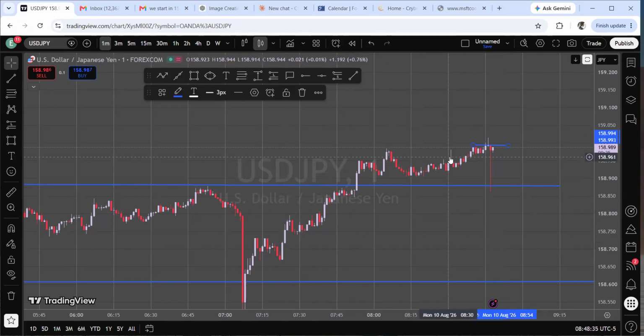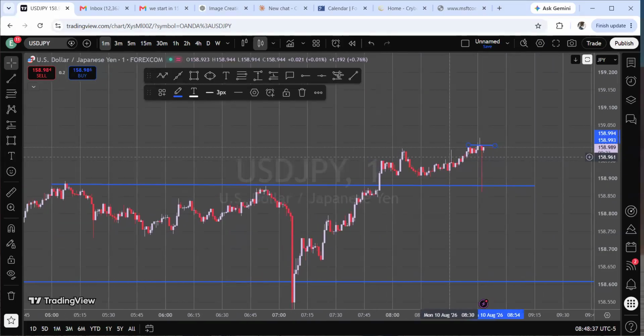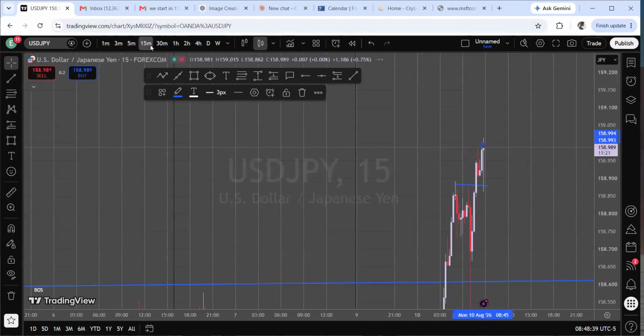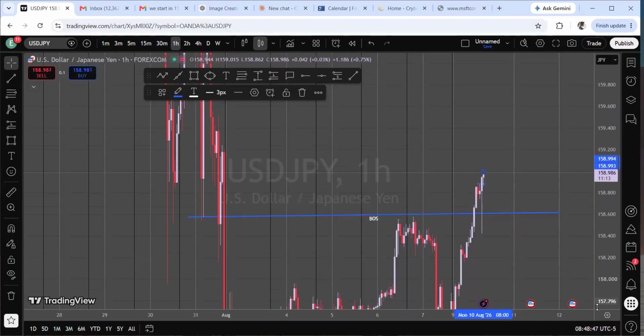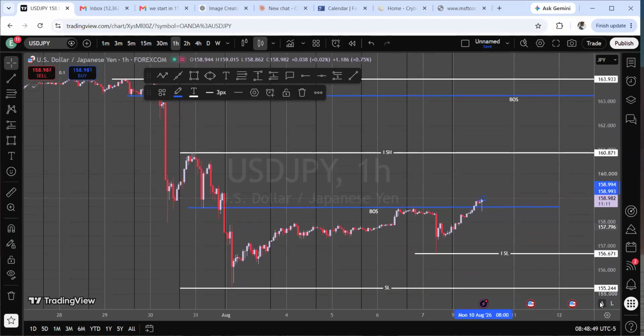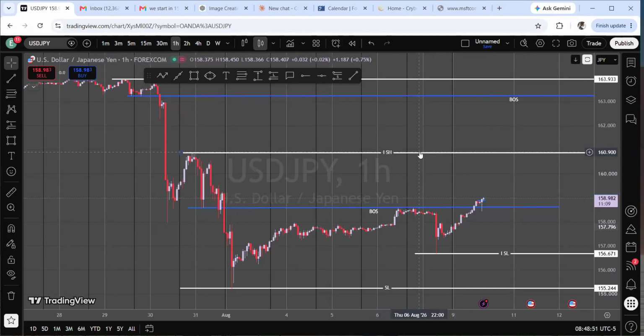And where do we take it to? Right? We look at structure. Look at my lines, they are so horrible. Horrible. There we go. So we look at internal structure. Let me fix this. So we can take it to the next swing high, the internal swing high. And guess what happens when it gets here? If it respects this, it's going to pull back.